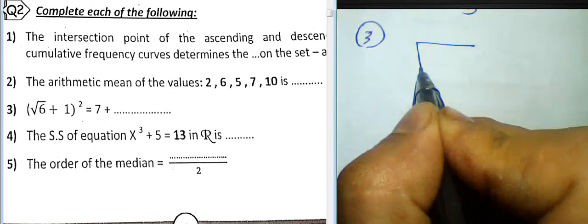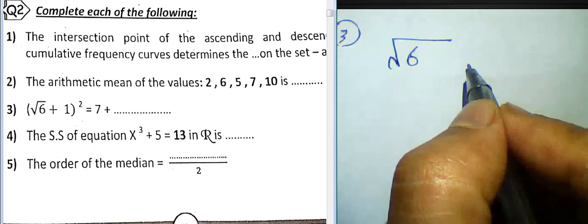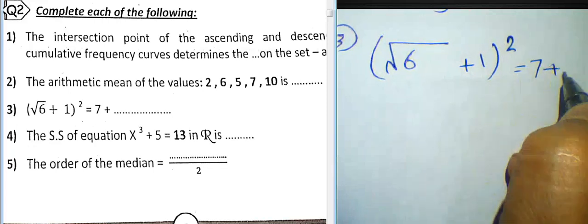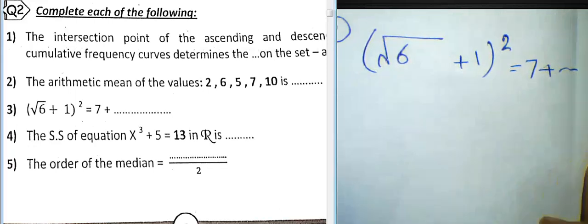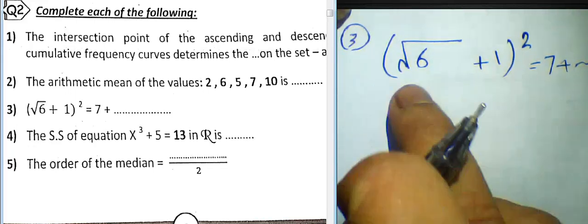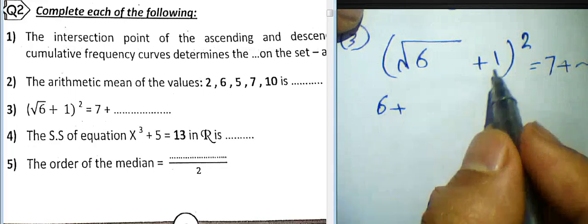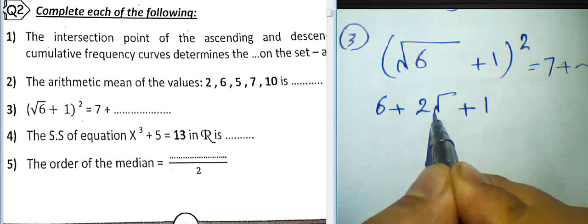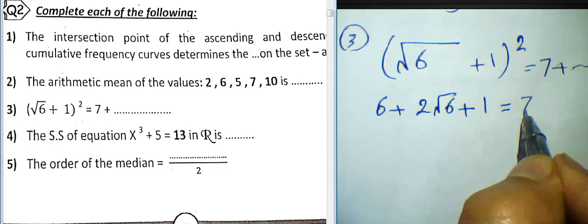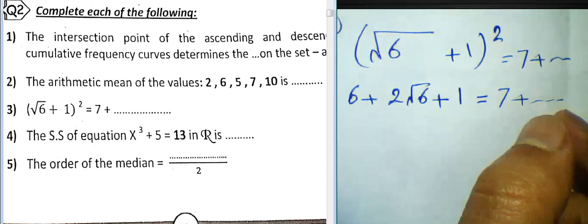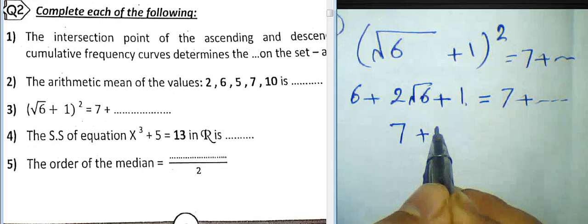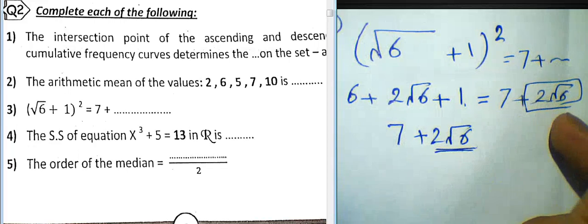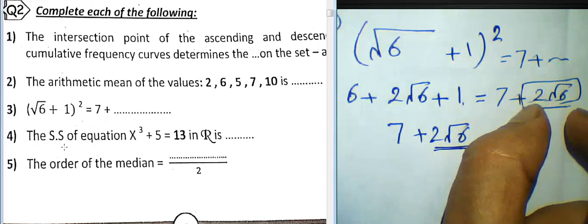Question number 3: (root 6 plus 1) in parentheses to the power 2 equals 7 plus space. You can solve this example by finding the 3 terms here. First squared equals 6, second squared equals 1, and the middle term is 2 times root 6 times 1 equals 2 root 6. The sum of them equals 7 plus space. He asked you about the space here. We know 6 plus 1 equals 7, and we must write in the space what? 2 root 6. Okay, you must write this number in the space here.